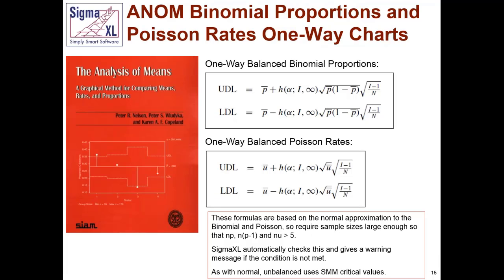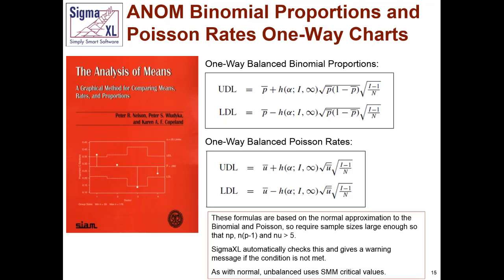So I want to move on to binomial proportions and Poisson rates. The formulas are, again, very similar. Here, with binomial proportions and Poisson rates, we are using a normal approximation. So this is kind of like a p-chart and a u-chart in SPC. Those p-charts and u-charts are using a normal approximation. The binomial proportions uses the formula square root of p bar times 1 minus p bar, and the Poisson rates, the square root of u bar. So it looks very much like a p-chart and a u-chart with the critical values that are used for the normal Anom chart.